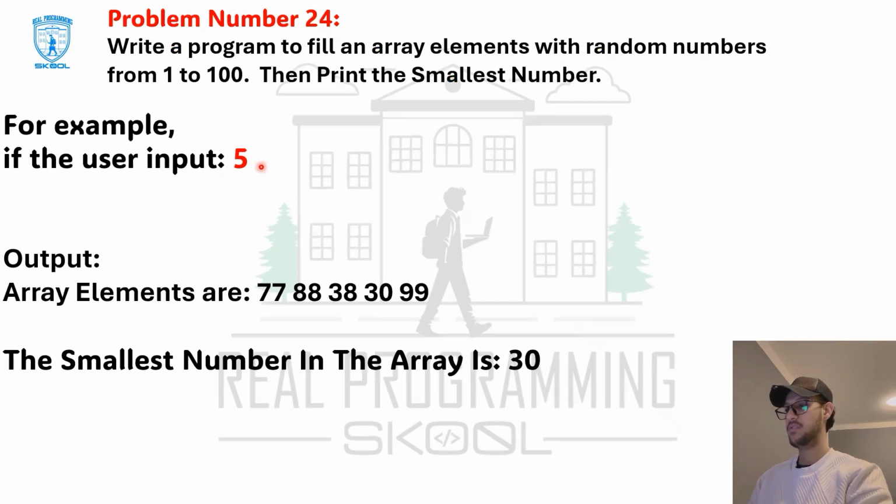It's exactly the same. If the input is 5, the output should be: array elements are 77, 88, 38, 30. So the smallest number in the array is 30, and that's correct. The smallest number of the array elements is 30. So let's go to Visual Studio to convert this requirement of problem number 24 into code.